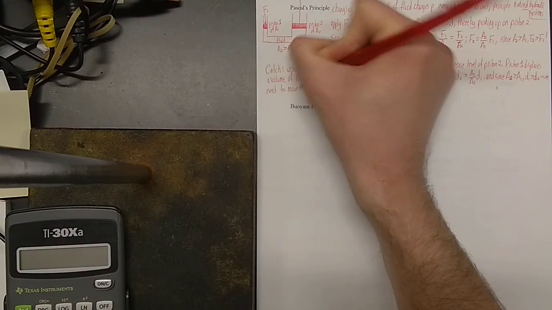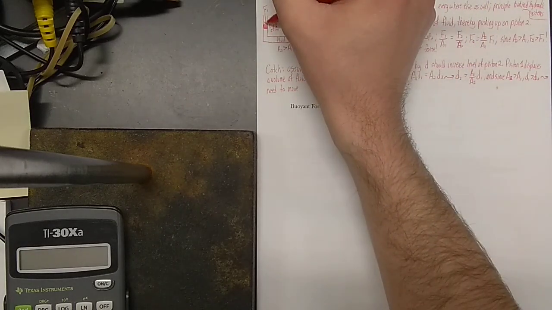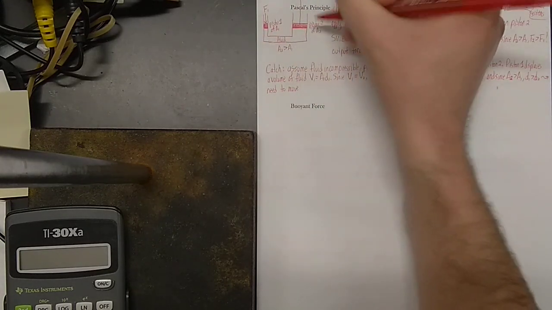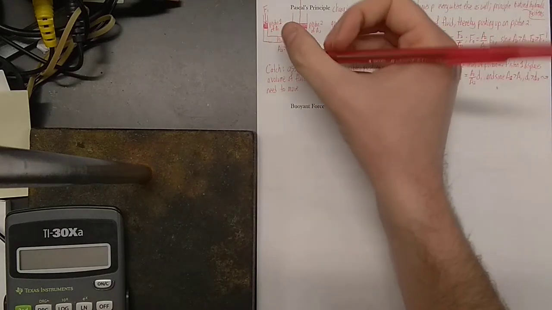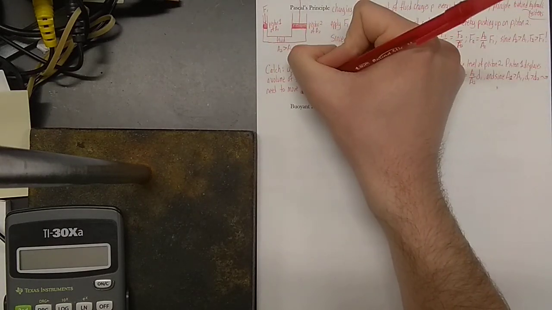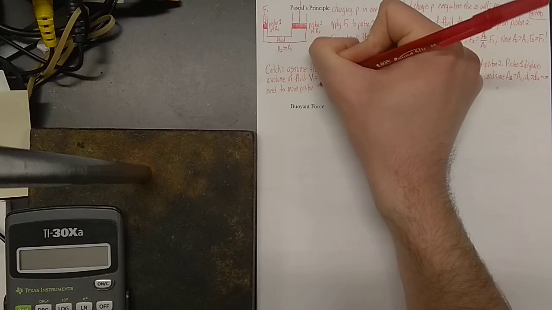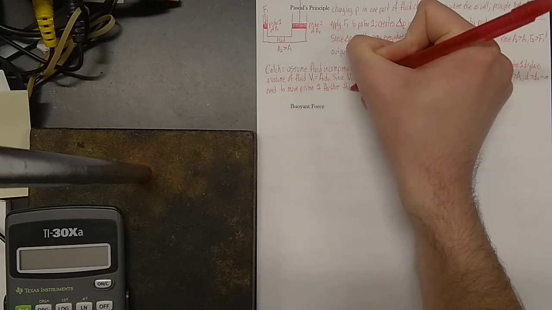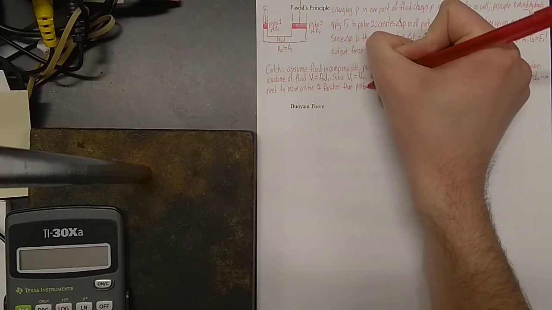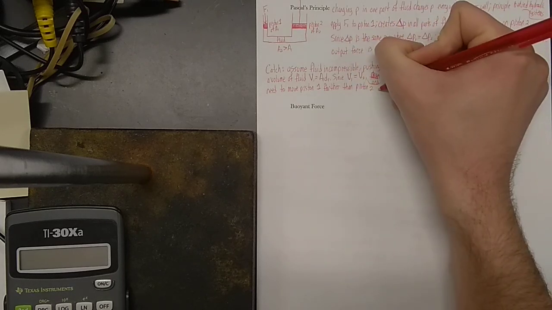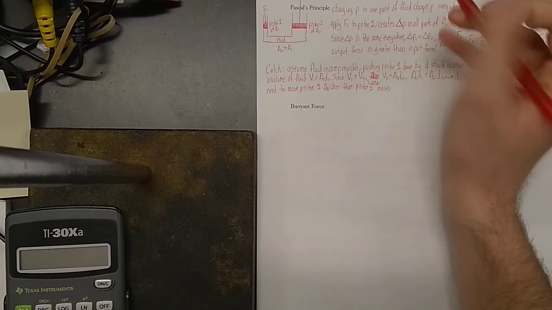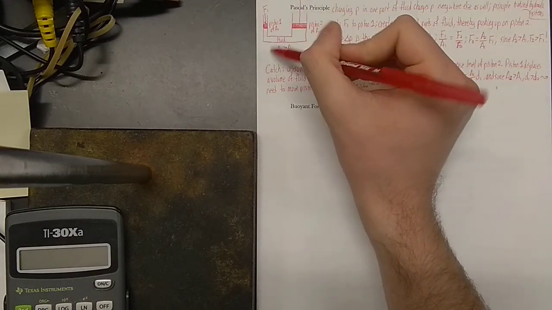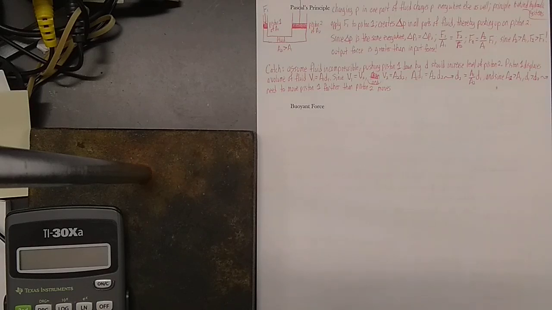It's easier to support something, or you don't have to use as much force to push up piston 2 if you're pushing on piston 1. But you need to move piston 1 farther than piston 2 moves. Okay? Piston 1 will always move a greater amount than piston 2 does, because those volumes of the liquid that is the fluid that is moved have to be equal.